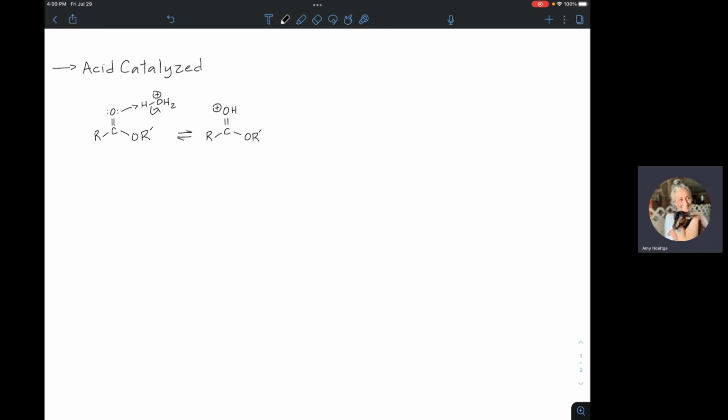And the water now can come in as a nucleophile and attack that carbon. So it was partially positive before, but now when you attack it, we can release electron density to the oxygen that has an actual positive charge. And what you form is your first tetrahedral intermediate.